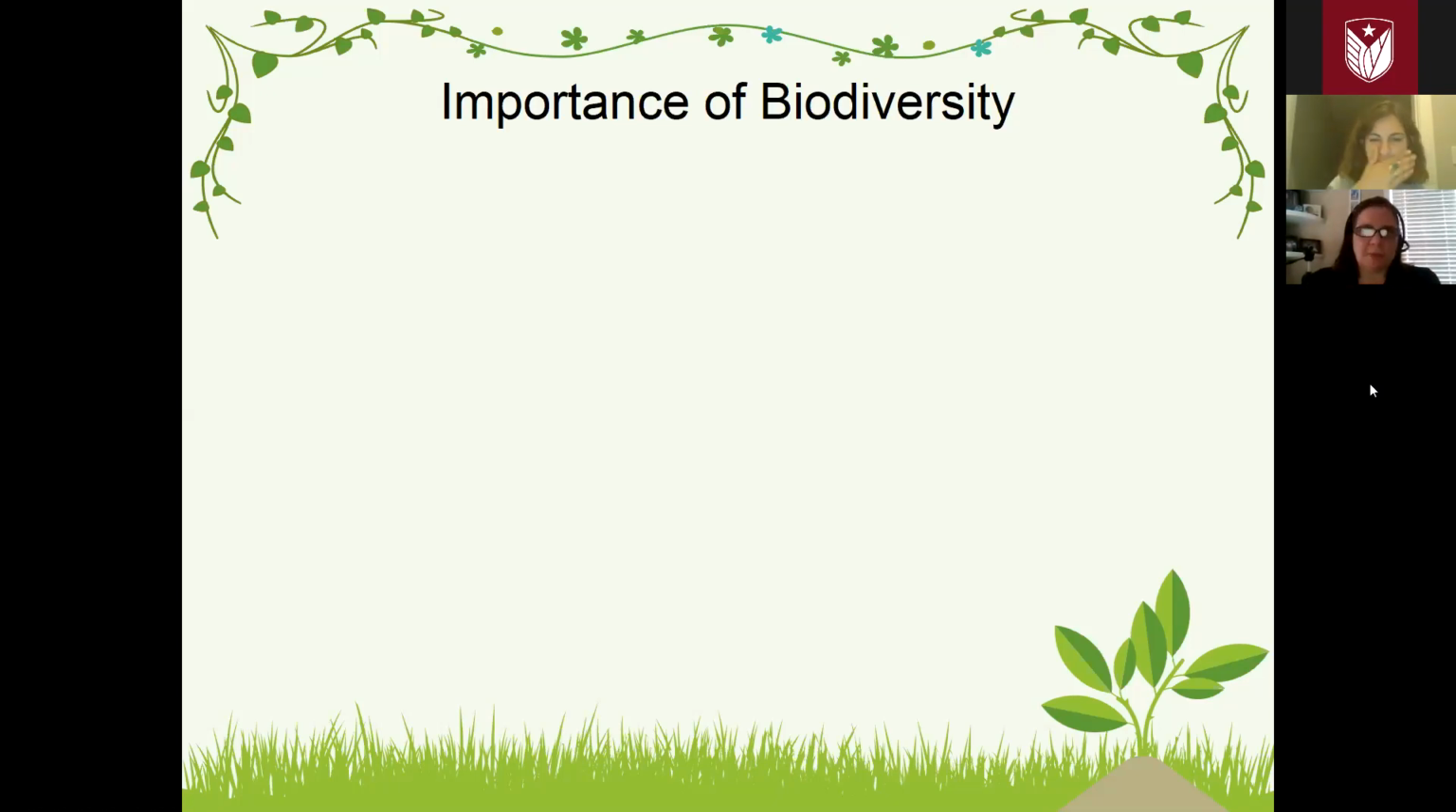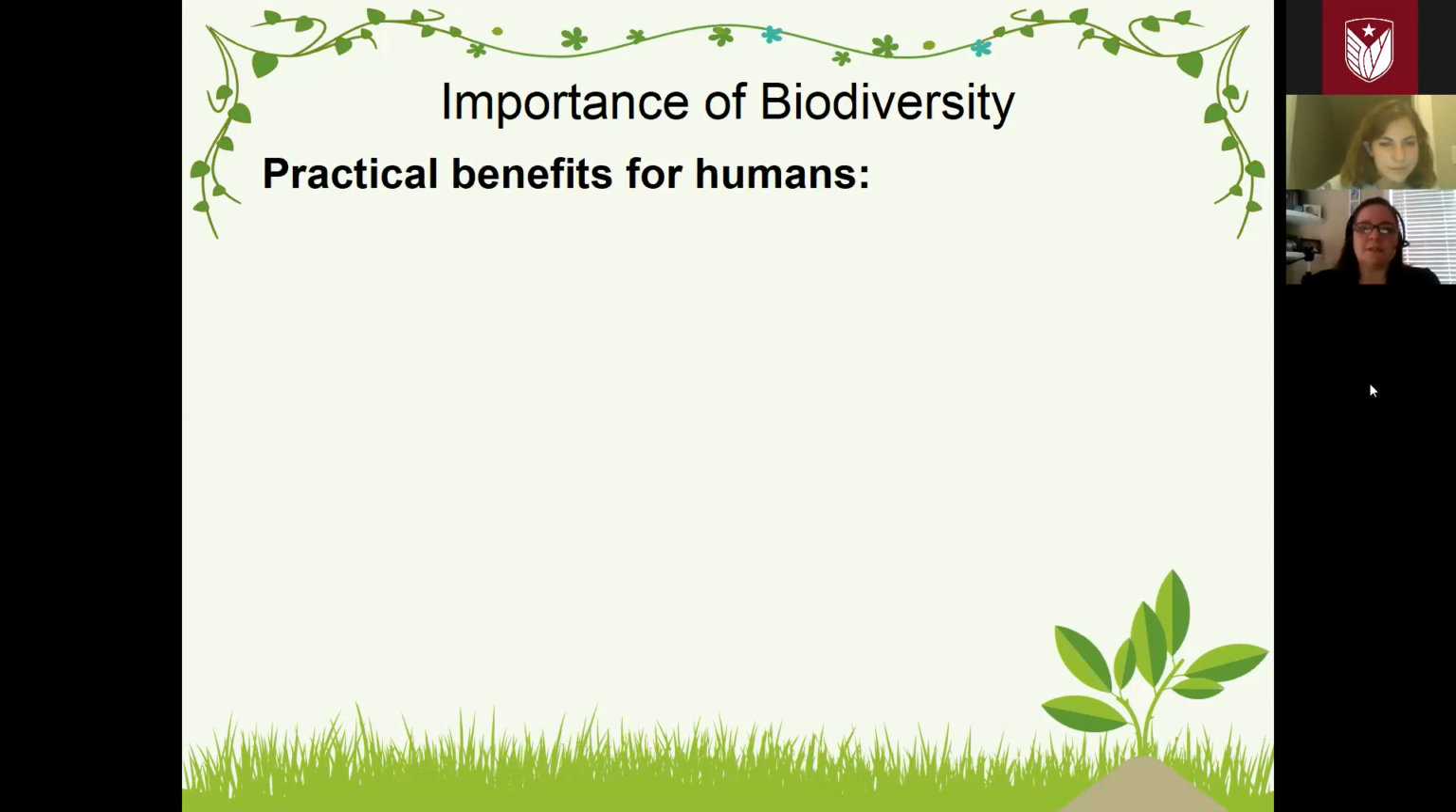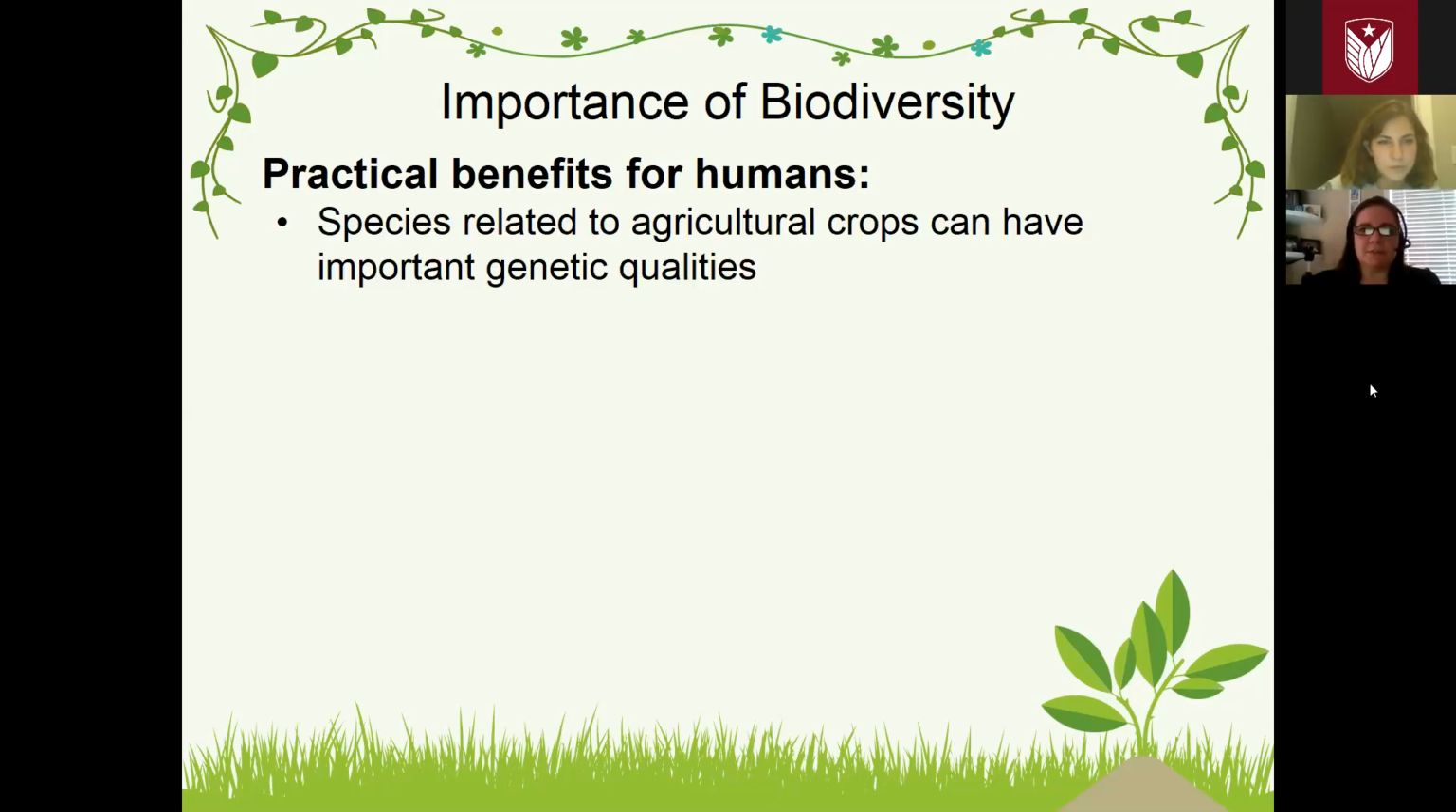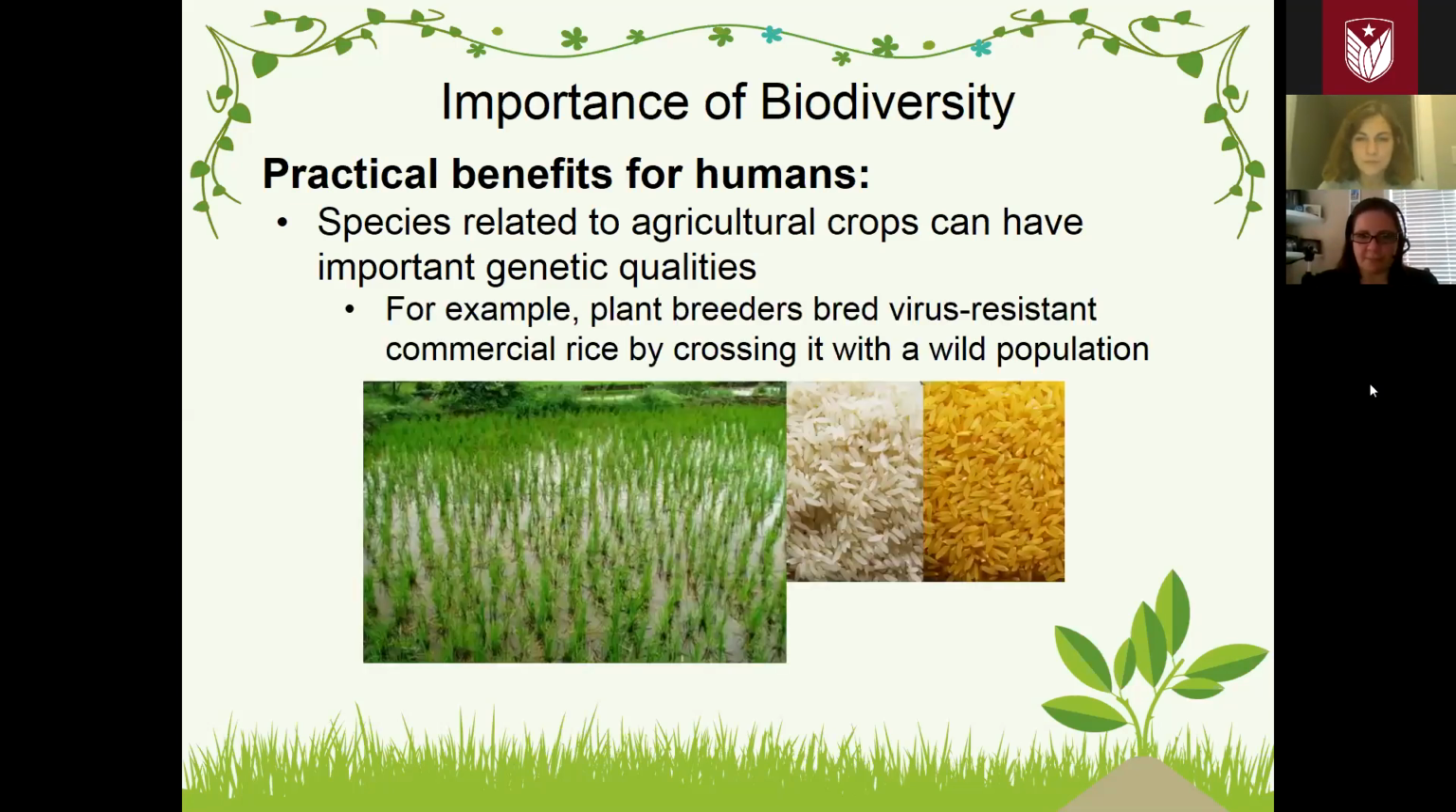So the next topic was the importance of biodiversity, and there are many practical benefits for humans. Species related to agricultural crops can have important genetic qualities. For example, plant breeders bred a virus-resistant commercial rice by crossing it with a wild population. This has happened with bananas. It's currently happening with cocoa.